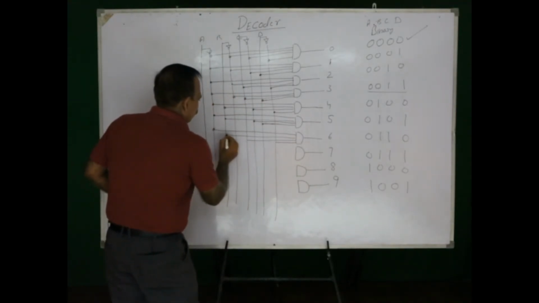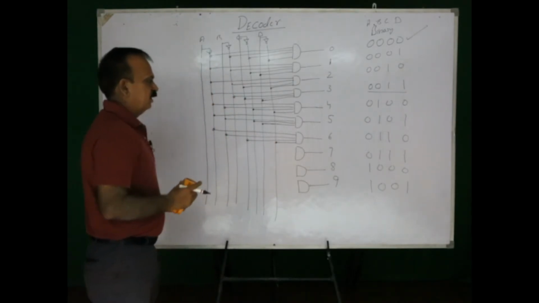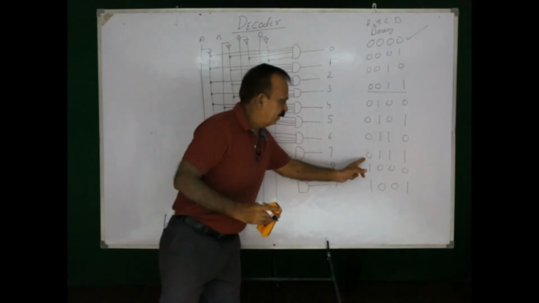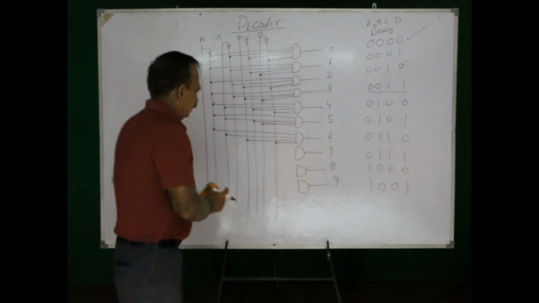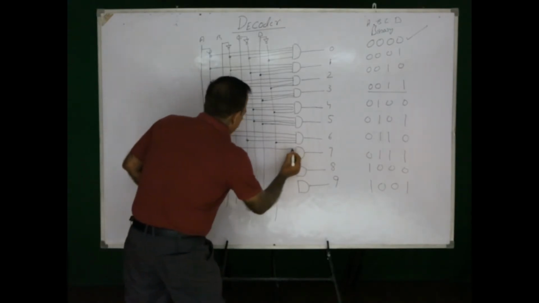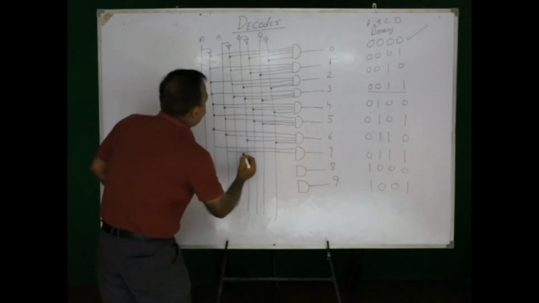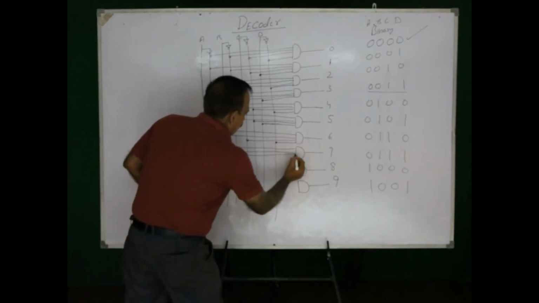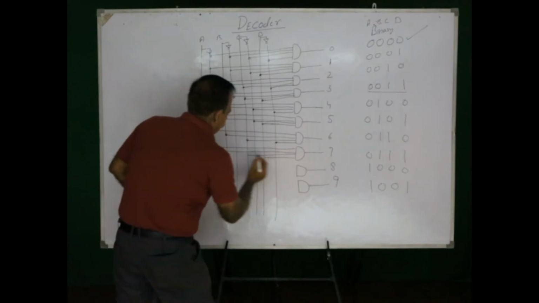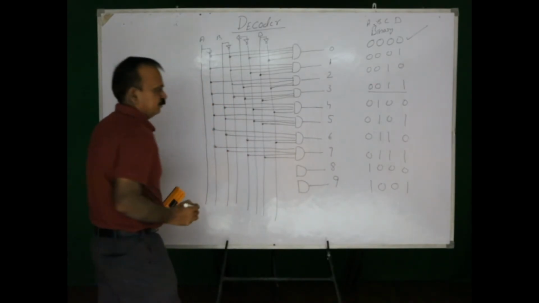A bar, B, C, and D bar. 7. It is A bar, B, C, D. It is A bar, B, C, and the last one is D. A bar, B, C, and D.